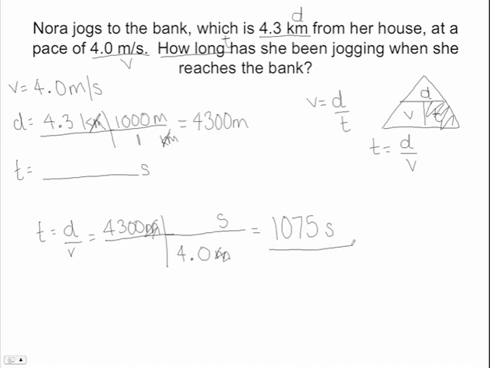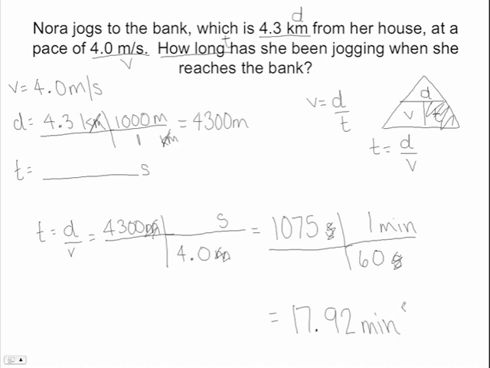You're more than welcome to leave it that way, but 1075 seconds doesn't mean a ton to me. So I just want to get an idea of how many minutes that is, because that makes more sense to me. But again, you can leave it in seconds. So I'm going to put seconds on the top. I'm going to put seconds on the bottom. That way they'll cross out. And I have 60 seconds in 1 minute. Cross out my seconds. And that's 17.92 minutes. Not too shabby.